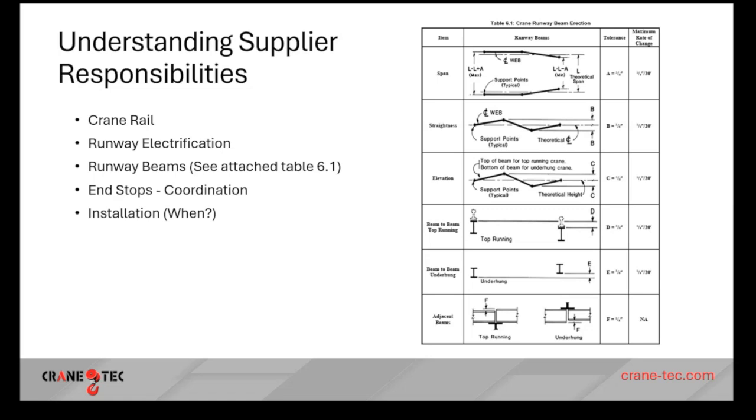The next thing is end stops. End stops should come from whoever supplies the runway beams. Now, that doesn't always happen. And I think coordination is where you can prevent that from happening. As a crane supplier, I will always ask that question, but I don't know if that question always does get asked on every project from other companies. And I'll always make sure that your metal building supplier is supplying the end stops.